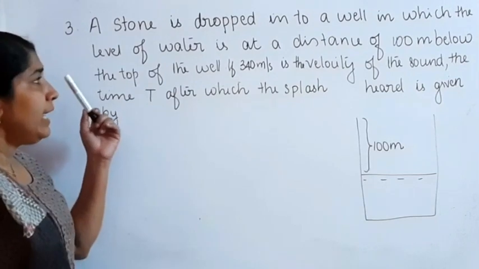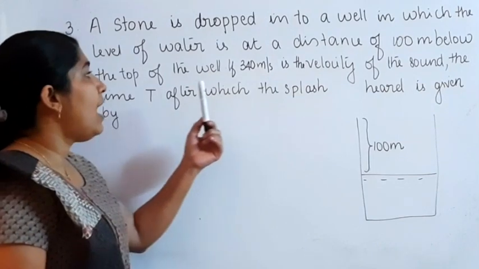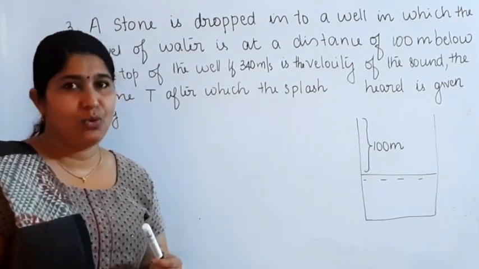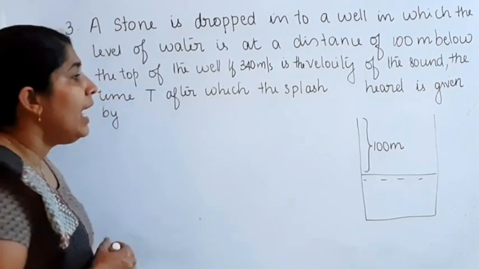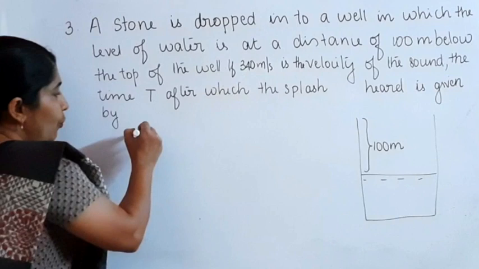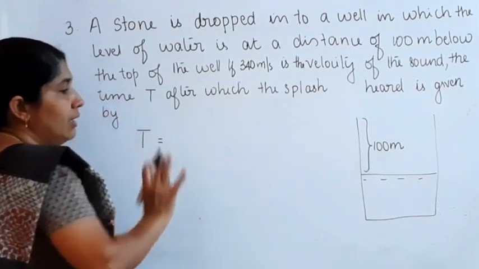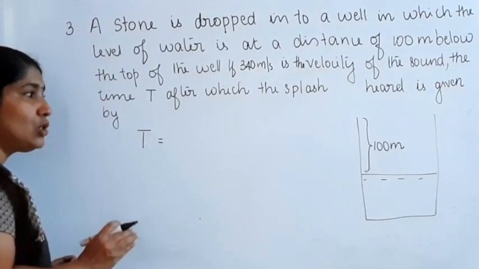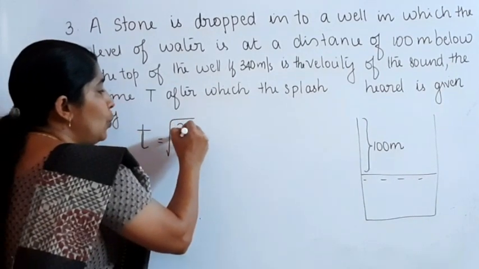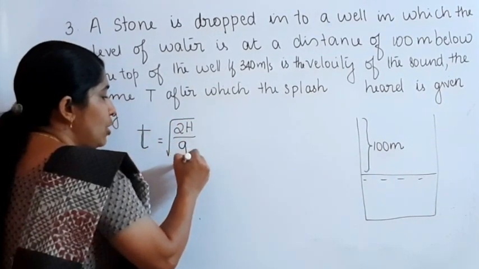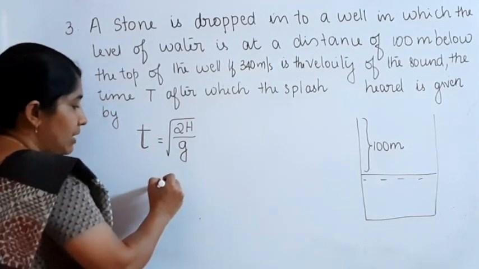If 340 is the velocity of sound, the time taken after which the splash is heard is. We want to find out the time taken for the splash to be heard. For that, first find the time taken by the stone to reach the water surface. That time is equal to root of 2h divided by g. This is the equation to find the time taken by the stone to reach the water surface.